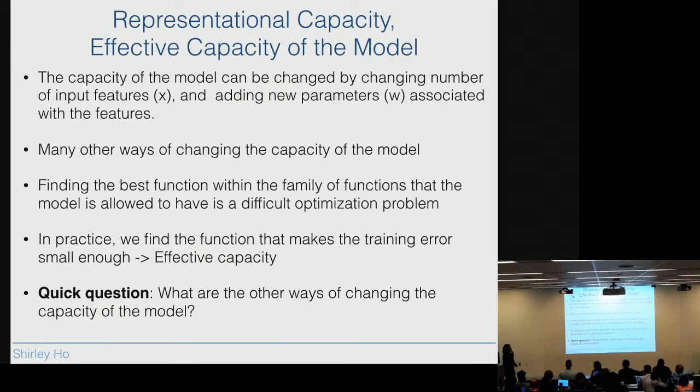The representation of capacity here is kind of interesting. The capacity of a model can be changed by changing the number of input features or adding new parameters associated with the features. There are many other ways of changing the capacity of the model. Finding the best function within a family of functions the model is allowed to have is a difficult optimization problem. In practice, we find a function that makes the training error small enough. That's called effective capacity. A quick question to think about is, what are the other ways to change the capacity of the model? Think of the problems that you've thought about before. For me, I would think about how many layers, or what the filter sizes are.